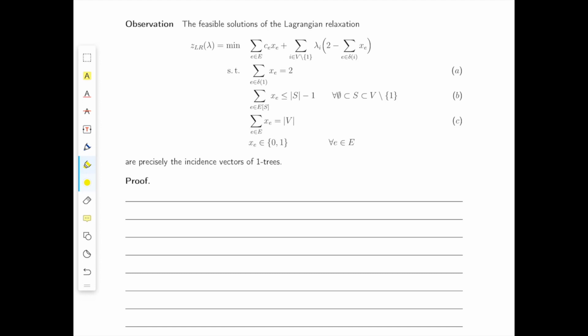So let's have a look at currently what we have. Well, the first constraint definitely deals only with variables incident to node 1. Our subtour elimination constraints, on the other hand, only deal with variables that are not incident to node 1. That's because we're only considering subsets of nodes that don't contain node 1. So let's highlight this in a different color. Finally, the last constraint that we have contains all variables. And so this is exactly the equality that we need to change in this formulation.